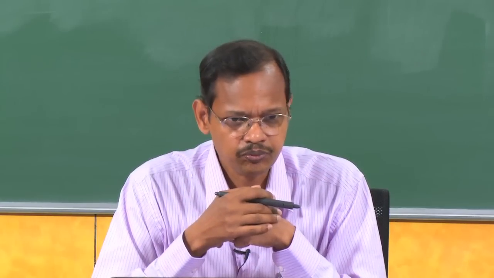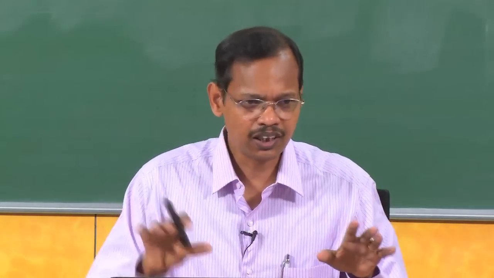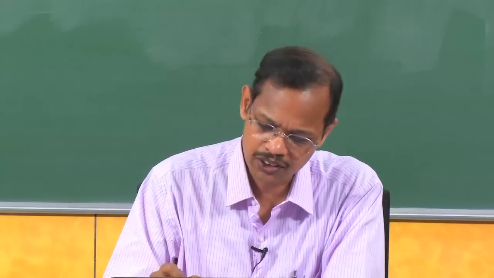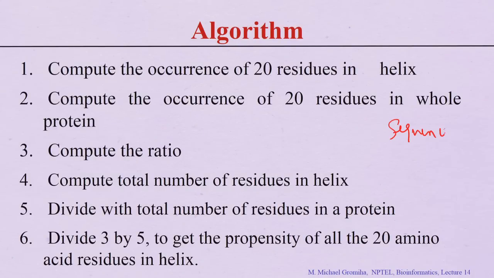Sequence. So, we need the sequence and the 20 different amino acid residues, and you need the secondary structure assignment. First we need to get the occurrence of the 20 residues in helix, and we need the same occurrence in the full protein. So in the full protein, how many residues of a particular type, each type we can get, and how many in helix, then you can calculate the ratio.